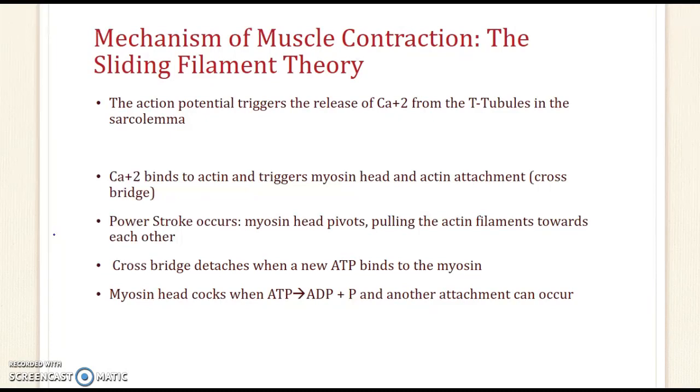But you have to have calcium present for actin and myosin to be able to come together and create a cross bridge. So once calcium binds to actin, this is going to allow myosin to then attach to your actin protein. Once they attach, something called the power stroke is going to occur. The myosin head will actually pivot and pull the two actin filaments close together. And this is what's going to cause that H zone to become smaller and smaller. Once the power stroke occurs, the cross bridge is going to detach, and then you're going to have a new ATP bind.